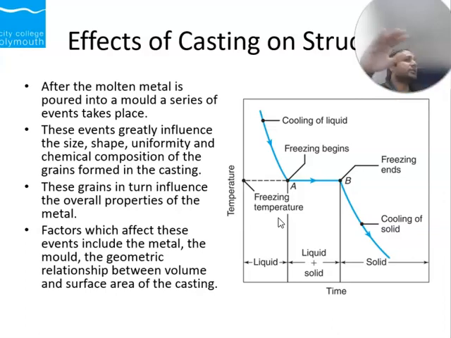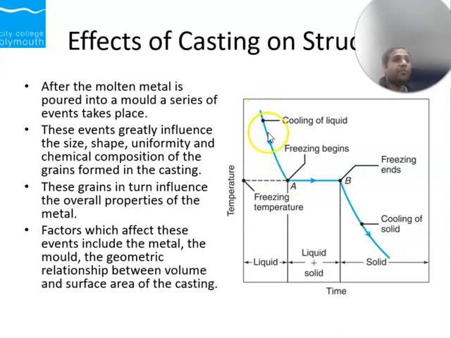We need some fluidity. After the molten metal is poured into a mold, the first thing that happens is cooling of the liquid. The cooling of the liquid takes place up to point A. The freezing begins. When the freezing begins, until all the liquid is converted into solid, the temperature will remain constant, just like ice melts at 0 degrees centigrade. At 0 degrees, if it's melting, the temperature will remain zero until all the ice has been converted into liquid. A similar thing happens here.